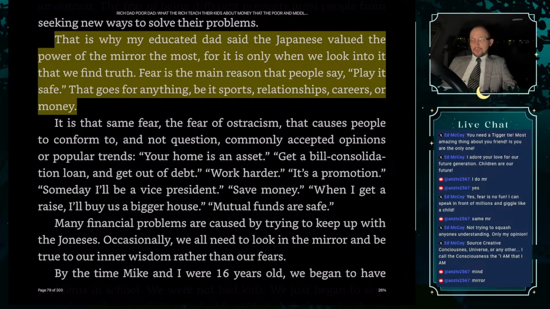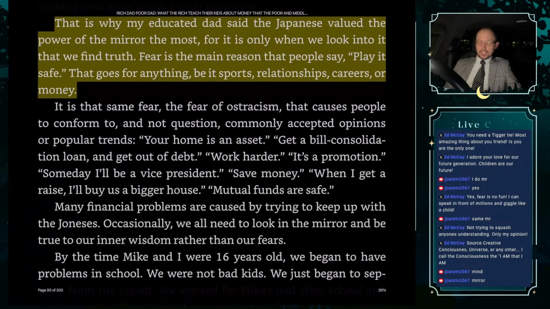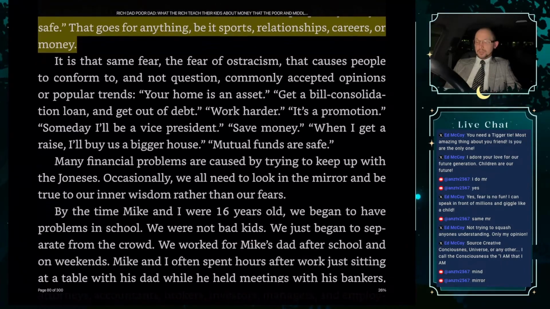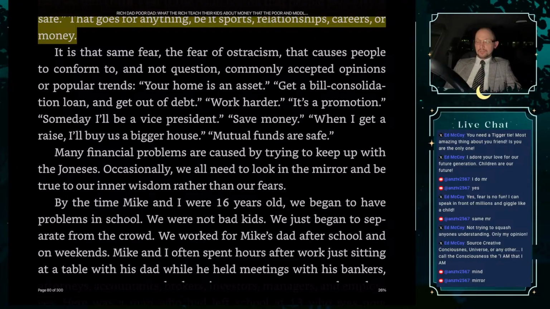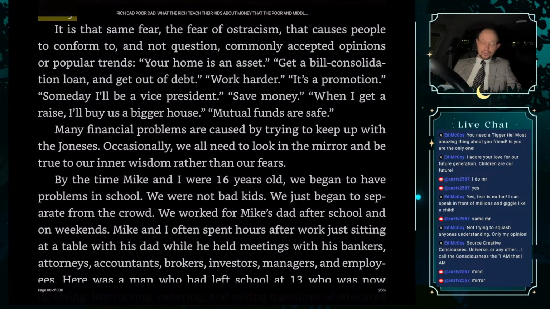It is that same fear, the fear of ostracism, that causes people to conform to and not question commonly accepted opinions or popular trends. Your home is an asset. Get a bill consolidation loan and get out of debt. Work harder. It's a promotion. Someday I'll be a vice president. Save money. When I get a raise, I'll buy us a bigger house. Mutual funds are safe. Those are all the things that we keep hearing over and over.